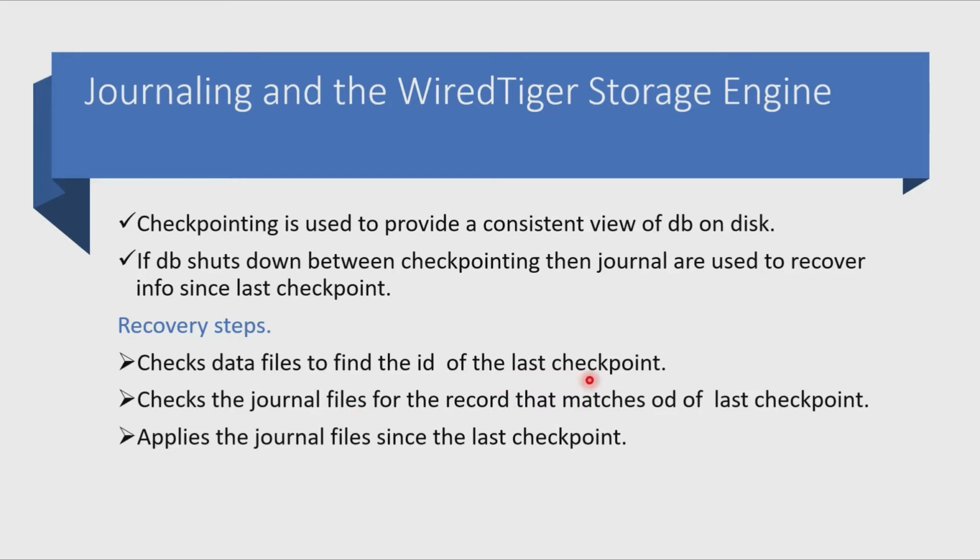So those transactions are recorded in the journal file, and then during the automatic restoration or recovery of the data file transaction, it picks up the information from the journal file. It will check the old last checkpoint and the new one which is supposed to happen, and then it applies the journal file since the last checkpoint.